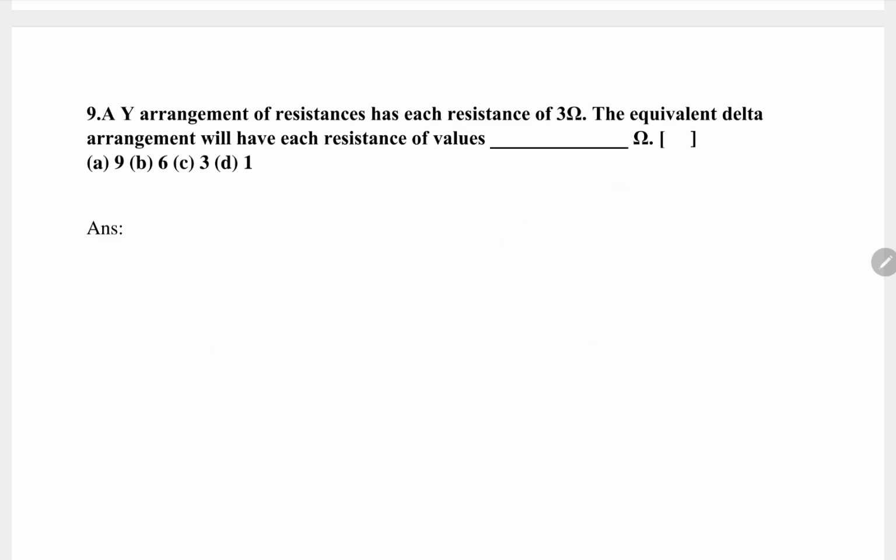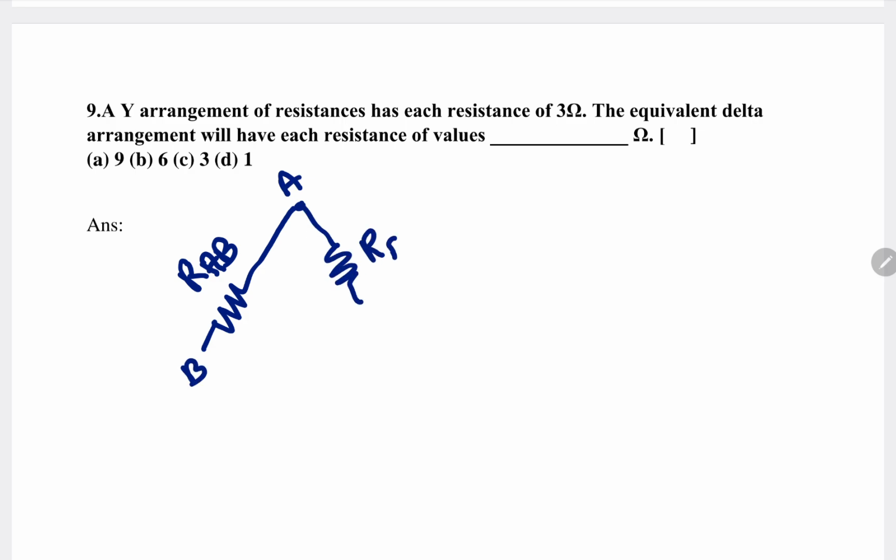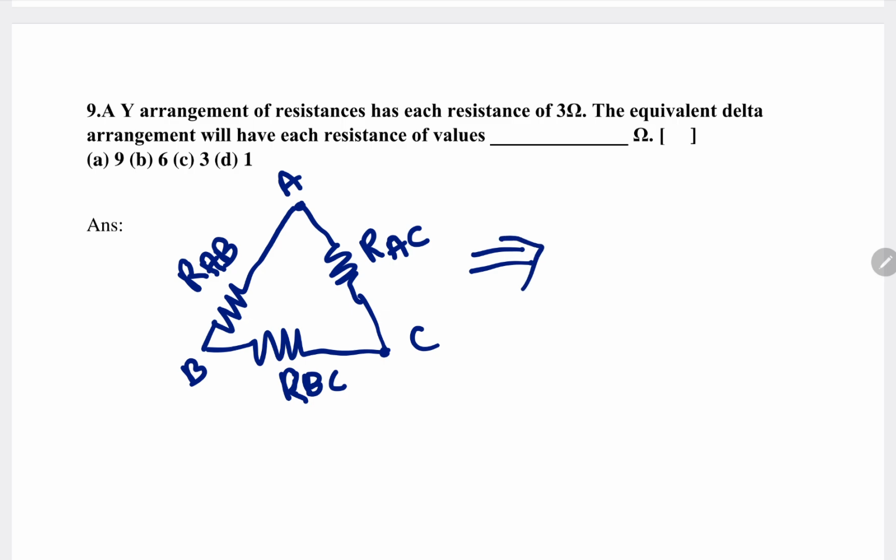Now let us see how we convert a delta network into a star network. Let us say this is RAB connected between A, B. This is RAC connected between A, C, and this is RBC connected between B, C. So this delta network, or pi network, we have to transform into a star network. So again the terminals I am keeping like this only.